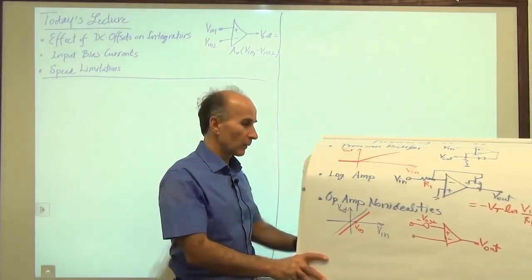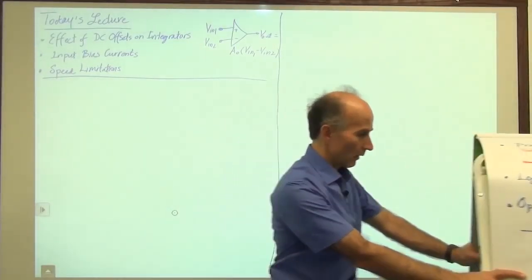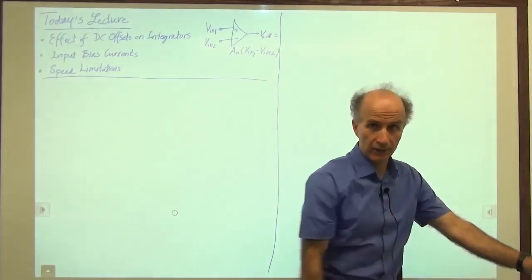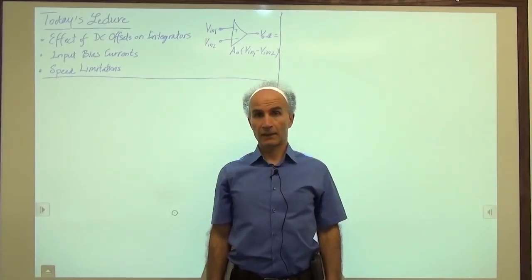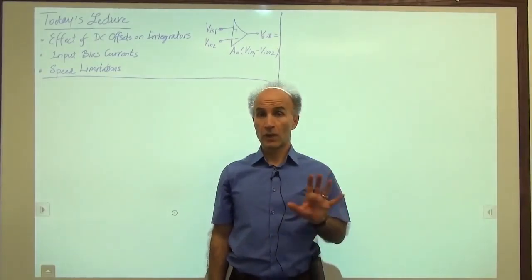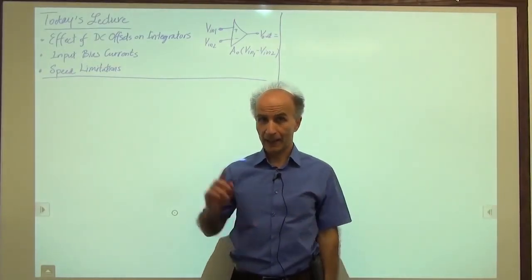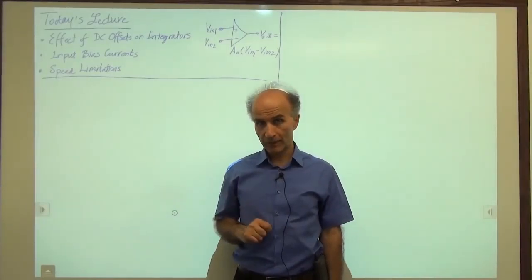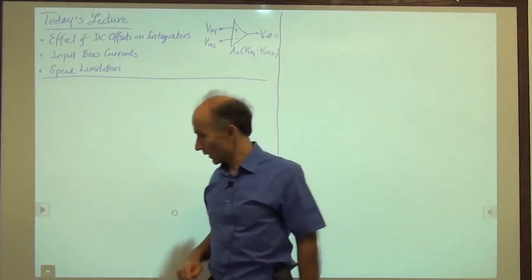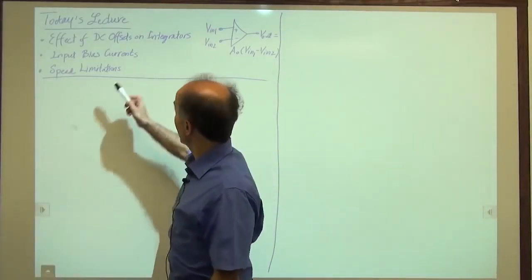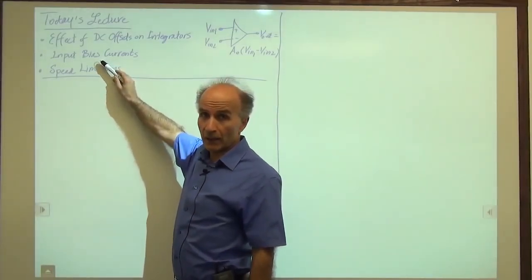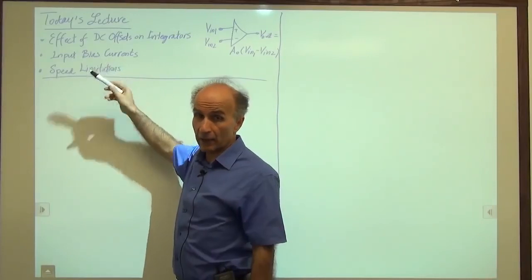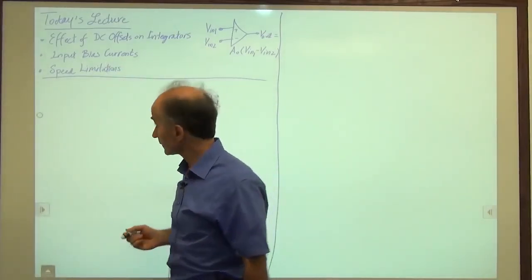Okay, so today we will look at the effect of this offset on the performance of integrators. And in fact, if you remember when we studied integrators, I said the integrator circuit I showed you would not work in the lab. And that's exactly because of the problem of DC offsets. So that's what we will do. And then we'll look at some other imperfections of op-amps, such as the input bias currents and the finite speed.